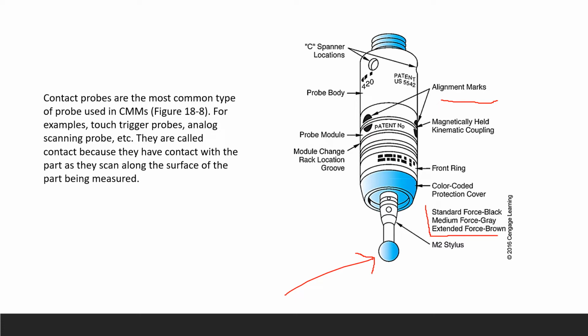And then here is your magnetically held countermagnetic coupling, okay, for your movement. For measurement alignment, so important. The point of contact with the part, very important, because without that you can't measure.